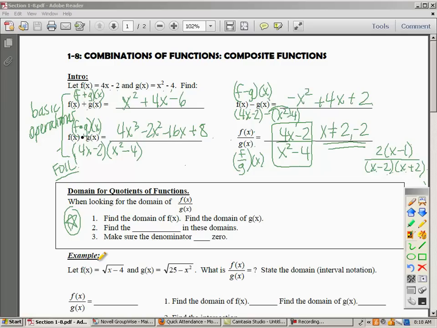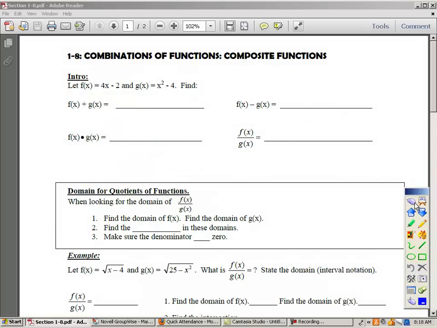But what's going to happen is I'm going to first find the domain of the numerator, second find the domain of the denominator, and then I'm going to find where these two domains intersect. Okay, so I'm looking for the intersection of these two, keeping in mind though that the denominator cannot equal 0. And so if even a part of the intersection makes the denominator 0, I have to exclude that. So I'm going to walk you through one example of that.